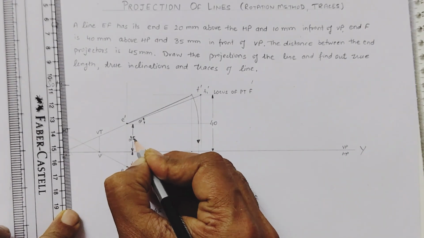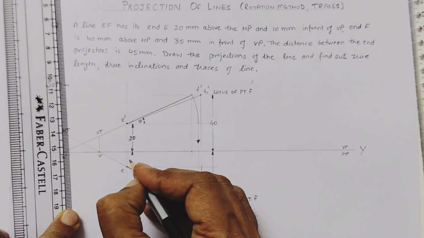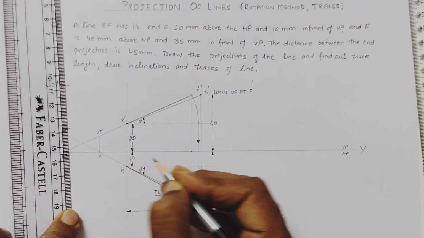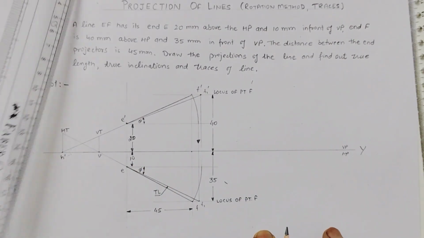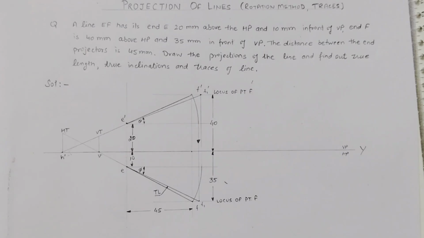20 mm and 10 mm. So this is the solution of the problem when we have to find the traces, true length and inclination of a line with HP as well as VP.